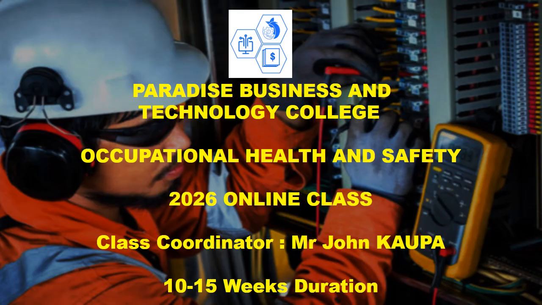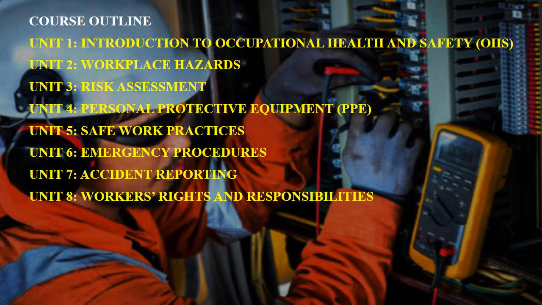Let's look at the outline of the course. Okay, the first unit is Introduction to Occupational Health and Safety, or OHS. The second unit is Workplace Hazard. In the third unit, we are going to look at risk assessment. And in the fourth unit, we are going to look at personal protective equipment. The fifth unit, we are going to discuss about safe work practices.